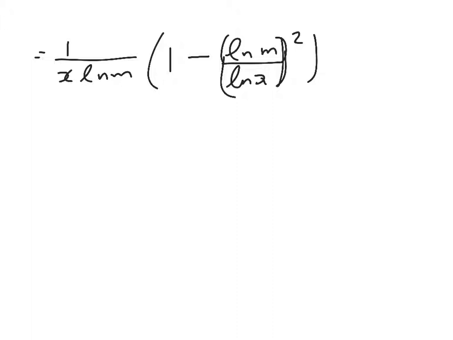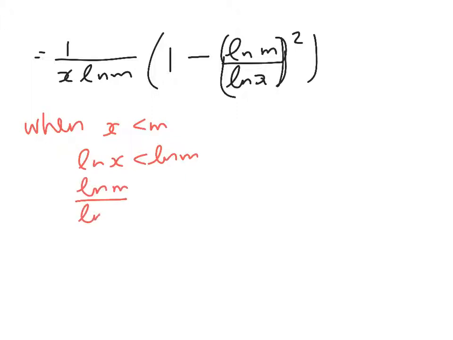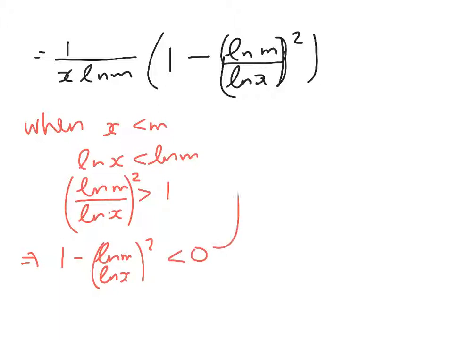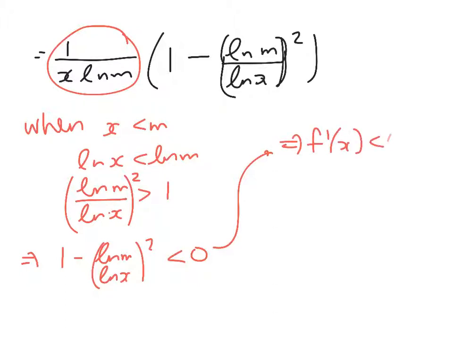Okay, so now let's go through the two cases. The first one is that when x is less than m, we've got the log of x is less than the log of m. So the log of m over the log of x is going to be greater than 1. And also, this is a bit dodgy, but we'll just do that anyway, the log of m over the log of x squared is also going to be greater than 1, which means that 1 minus that thing is negative. And we know that this is positive, so that tells me that f dash of x is negative for x below m.